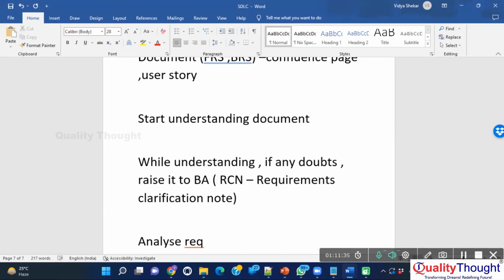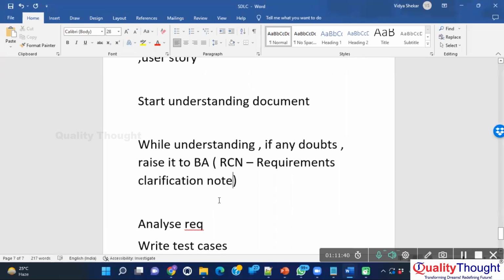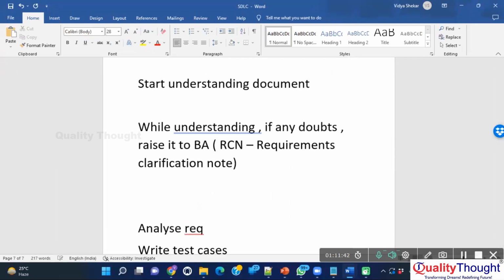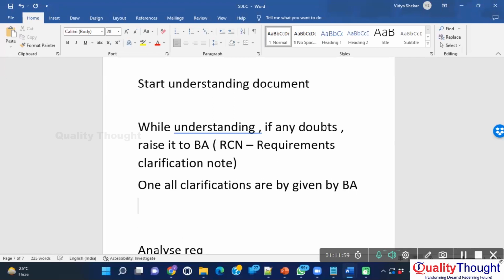Once you get the clarity, all clarifications are given by the BA. Then you will start writing test scenarios first, not directly test cases. Start writing test scenarios.